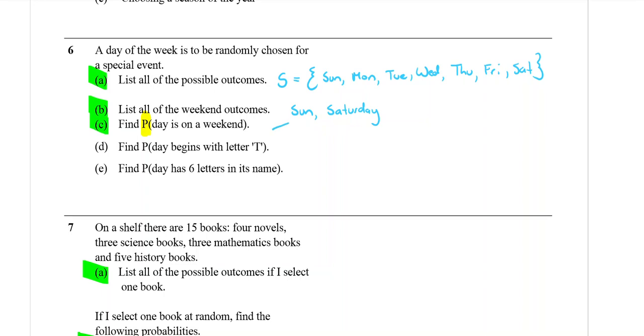The number on the bottom is the total number of possibilities. So in a week, there are 7 different days you can have in a week. On the top, you want the number of favorable outcomes, and for this one, we want the days on the weekend. So Saturday and Sunday, or 2, there are 2 favorable outcomes for the top.